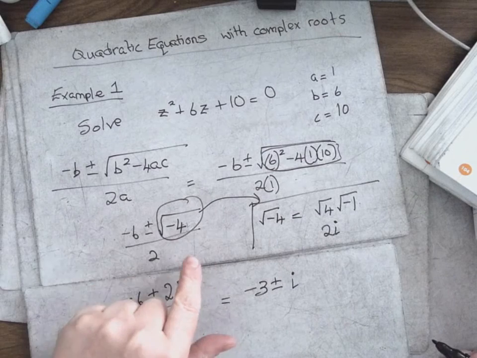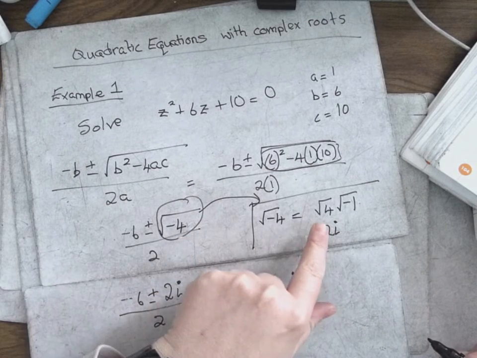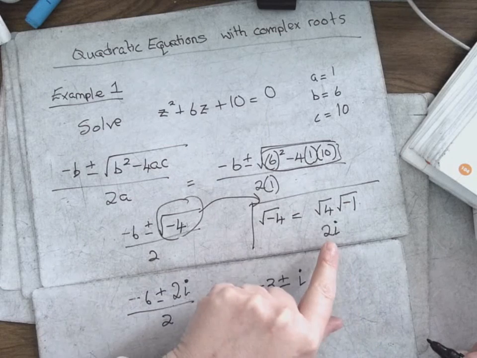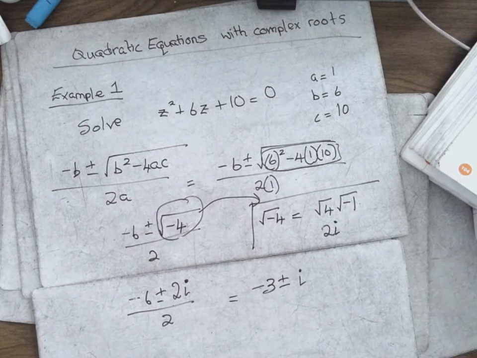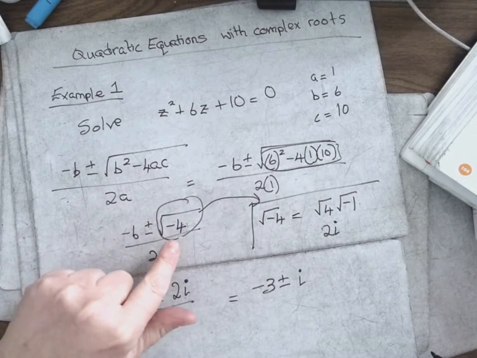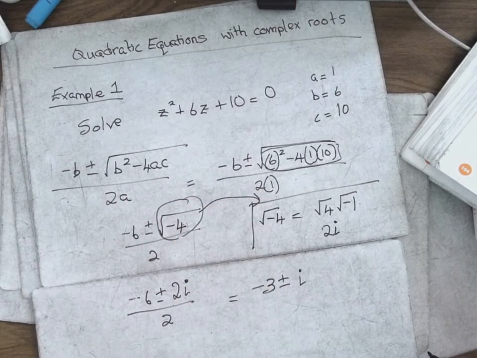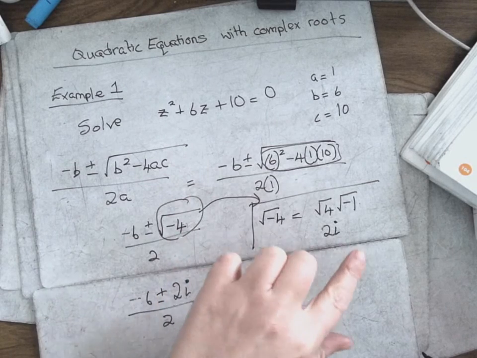Where did I get the 2i? I changed the square root of minus 4 into the square root of 4 by the square root of minus 1. Square root of 4 is 2, square root of minus 1 is what this whole chapter is based on, i. So that's the first thing we did. In the first thing we did in this chapter, we saw that square roots of negative numbers can be written as something i.